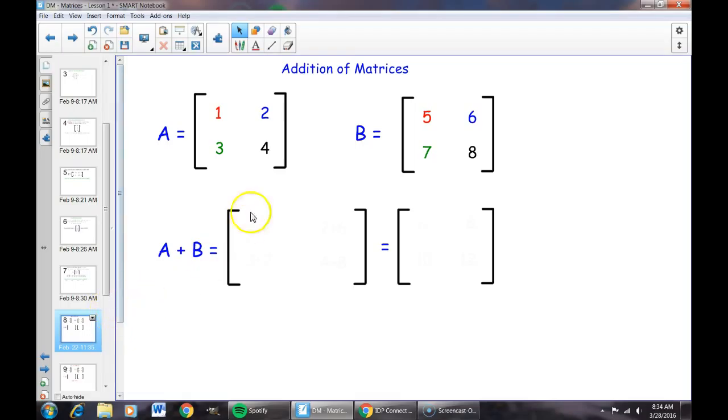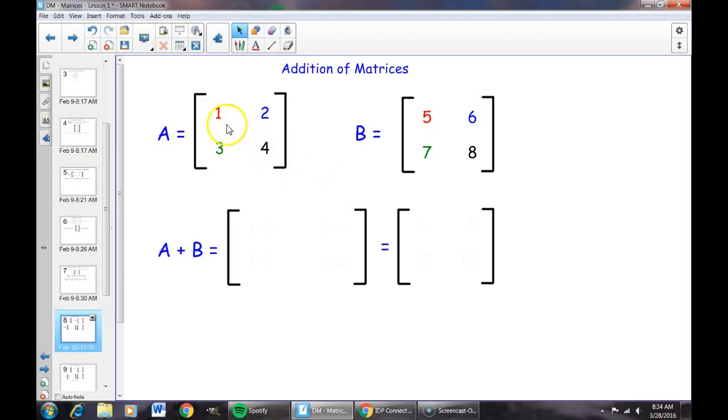Now, once we have matrices, we could go ahead and perform some simple operations on them. The first operation we're going to look at is addition of matrices. So if I have a matrix A and a matrix B and they are of the same dimensions, addition only works when they are of the same dimensions. So this is an example of a 2 by 2 matrix. There are 2 rows, 2 columns. And this is another 2 by 2 matrix, 2 rows by 2 columns. We could go ahead and perform the addition because the dimensions line up, the dimensions match.